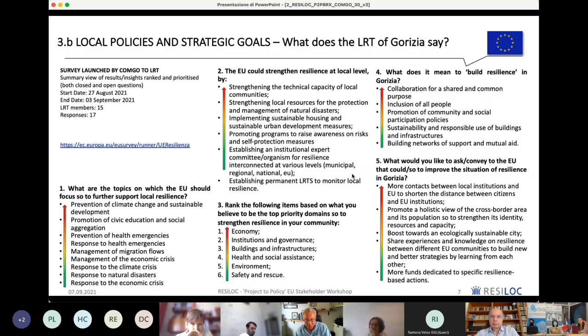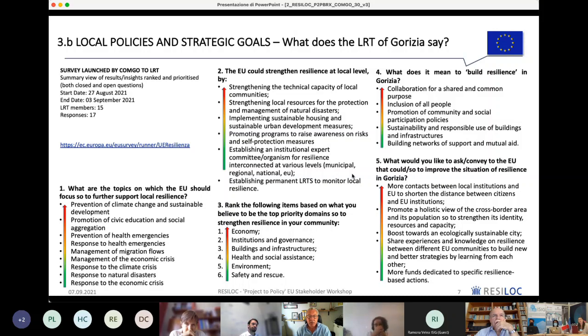And as you can see, the hottest, let's say, answers were prevention of climate change and sustainable development, promotion of civic education and social aggregation, prevention of health emergencies, and so on. To the second question, strengthening the technical capacity of local communities, strengthening local resources for the protection and management of natural disasters, implementing sustainable housing and sustainable urban development measures, and so on. And I will skip to the last 2 questions, which were the open questions, and I believe they're, I guess, more interesting to us. We summarized the answers based on their content.